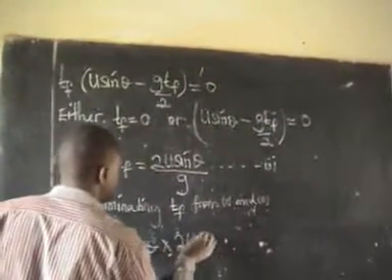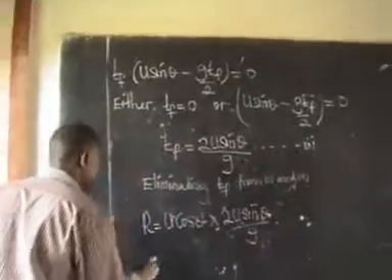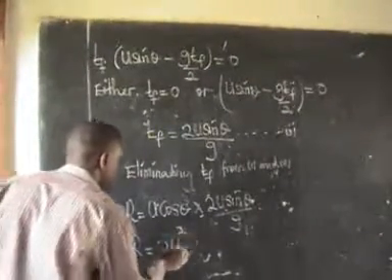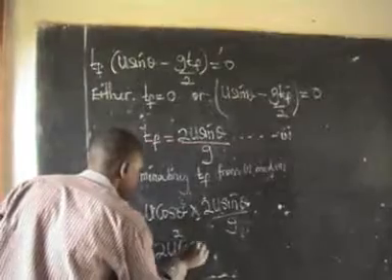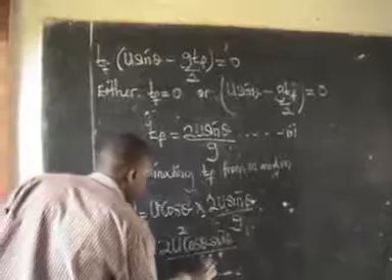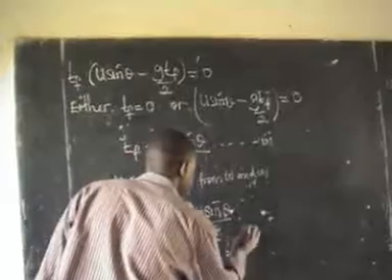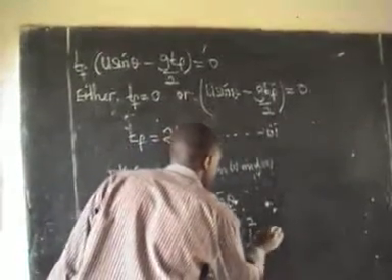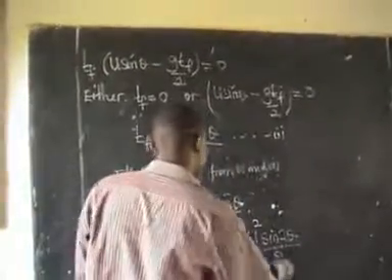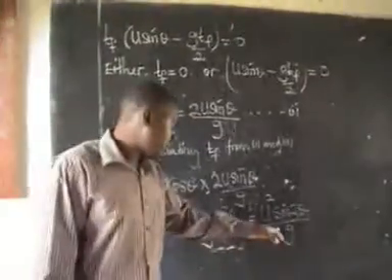Now my t is 2u sin theta divided by g, or you can write this as 2u squared cos theta sin theta divided by g, which is also the same as u squared sine 2 theta. However, this expression requires you to have some knowledge in trigonometry.